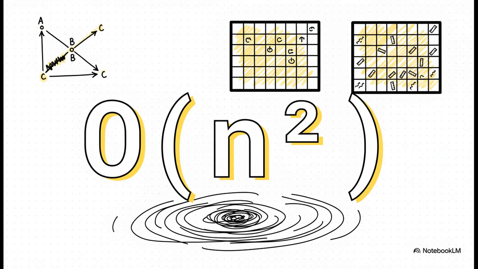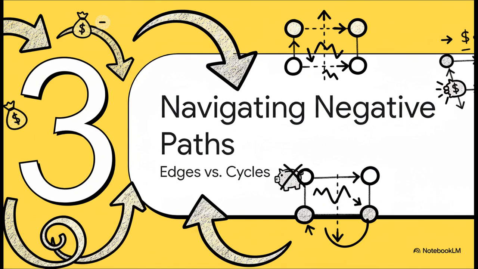And what about memory? Well, we need to store a distance for every pair of cities, right? That means we need an n by n grid, or matrix. So the space complexity is O of n squared. And if you want to be able to actually trace the path later, you'll need a second n by n matrix for that too.